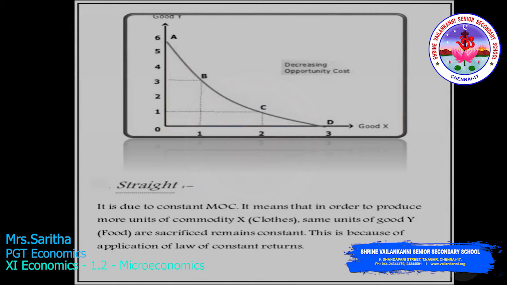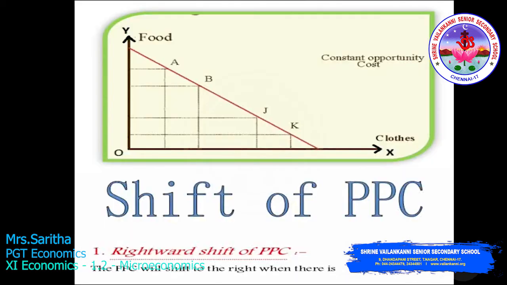So when the same amount of commodity is sacrificed to gain an additional unit of another commodity, the PPF will be a straight line. So there are three shapes: convex, concave, straight. Now, shift of PPC. Rightward shift of PPC.